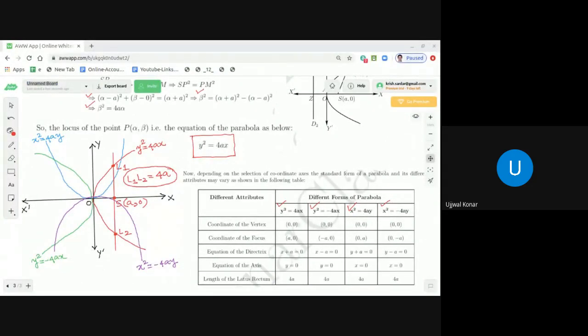Now, dear students, I want to discuss what happens if the vertex is not at the point 0, 0. Suppose the vertex is at the point alpha, beta, and the axis of the parabola is parallel to the x-axis, with the length of the latus rectum 4a. By the way, one point I didn't say, but let me now tell you: whenever you see y square equal to 4ax, that 4a, the coefficient of x, is known as the length of the latus rectum.